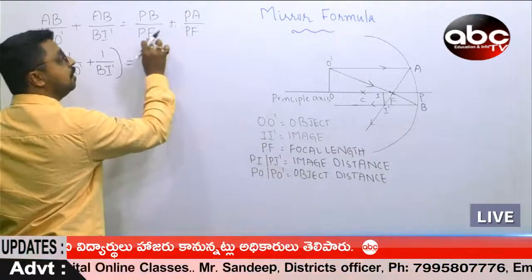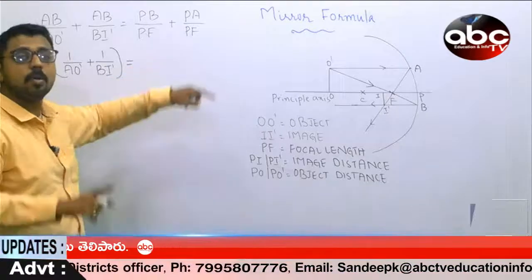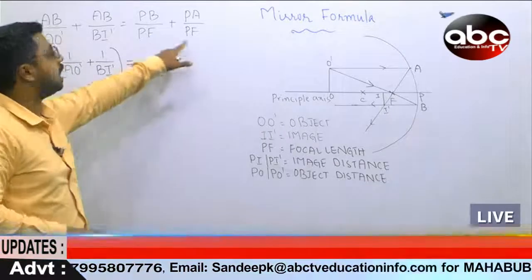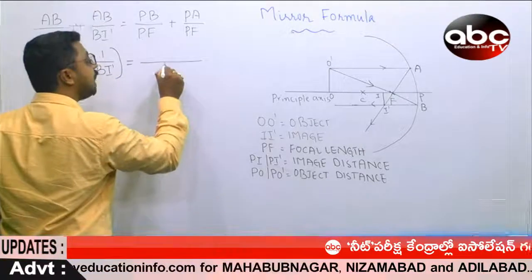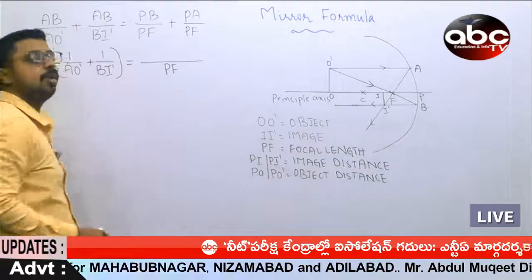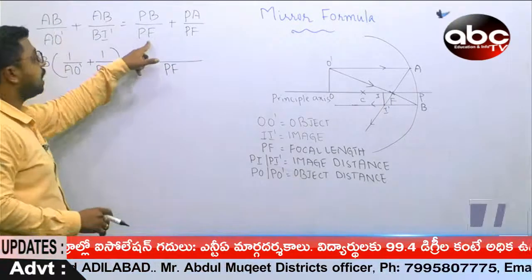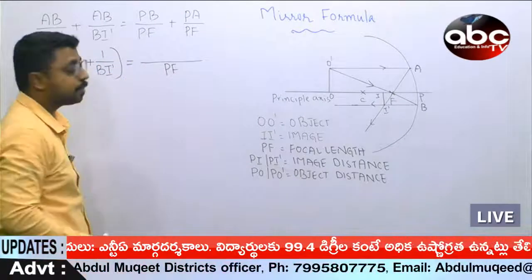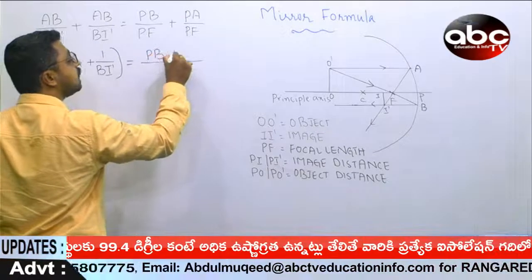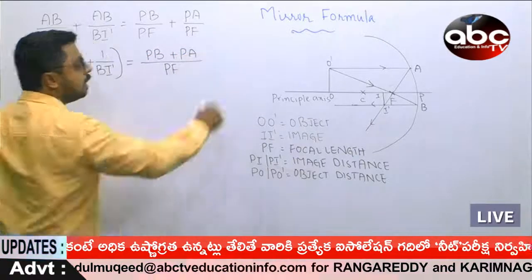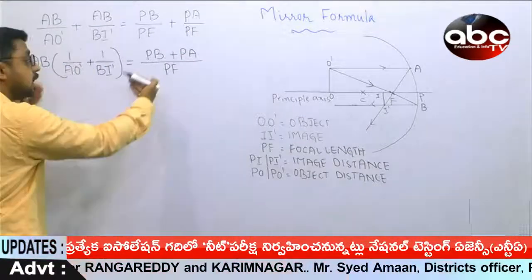Here, observe that in the RHS the denominator is the same. It is nothing but PF. So I can take the simplification process here, in the form of LCM. I am taking the LCM of PF, and as a result the numerator is going to be PB plus PA.